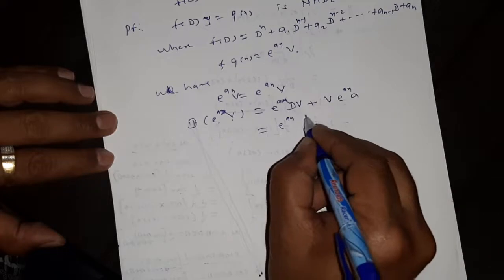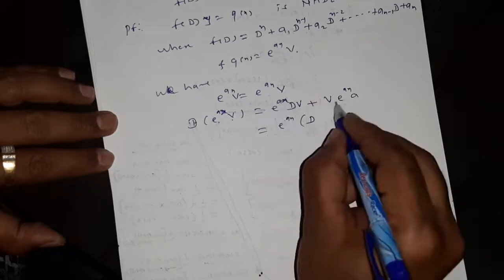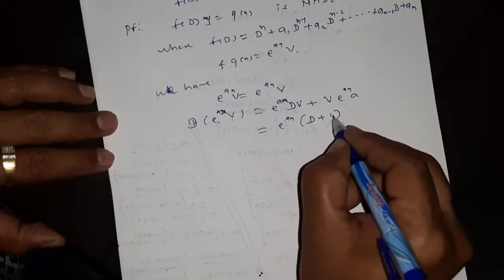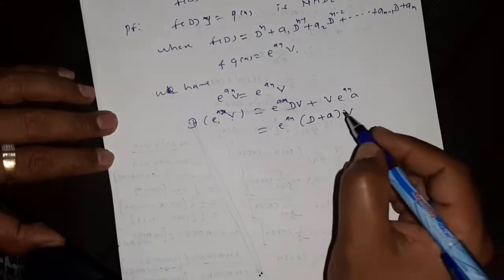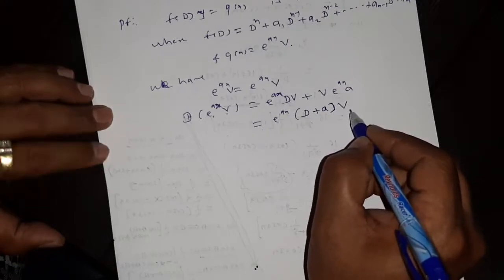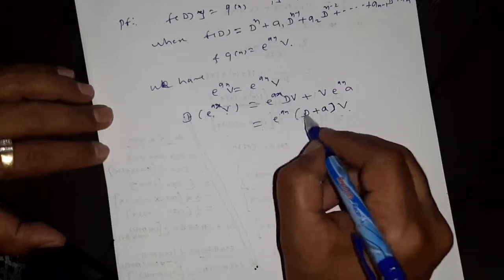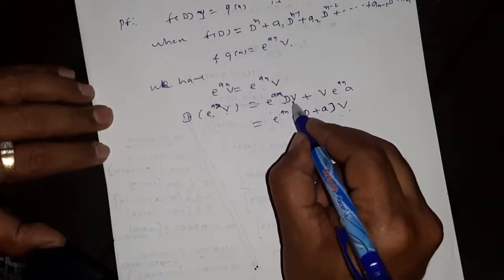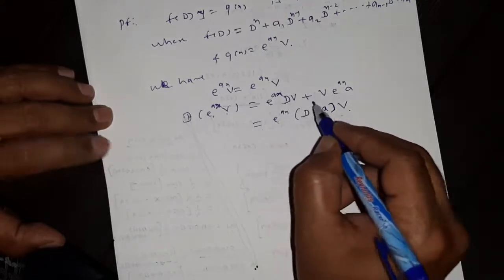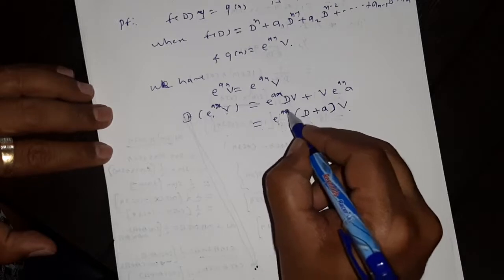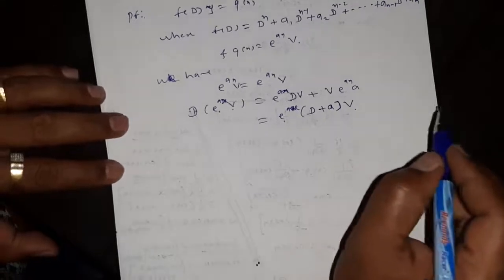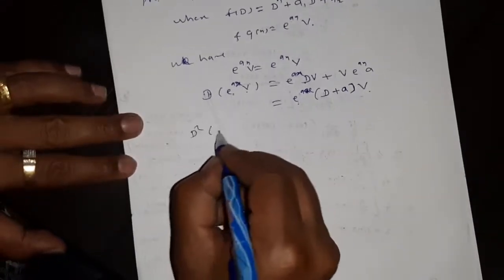And so we have e raised to ax, taking this e raised to ax common on the left side, but v, take this v common to the right side. So (D plus a) v. Take this v common to the right side, and this e raised to ax to the left side, because this D is the derivative term. So you cannot shift this v to the left, or we cannot shift e raised to ax to the right. So take this e raised to ax common to the left, and this v to the right of the bracket.